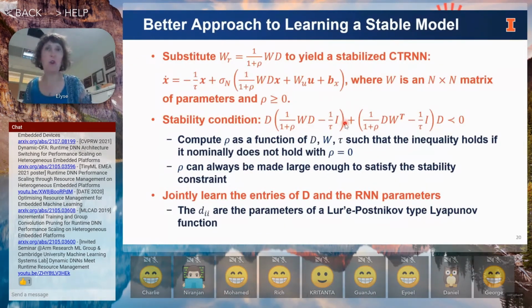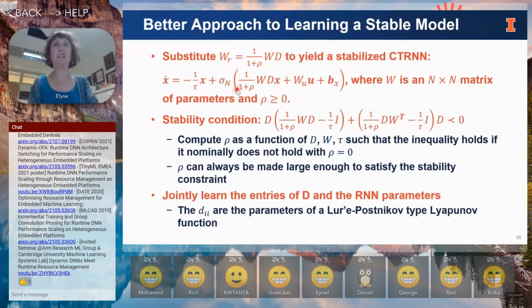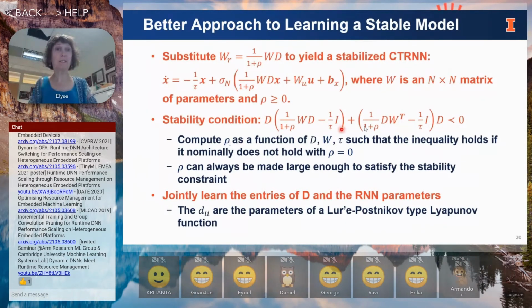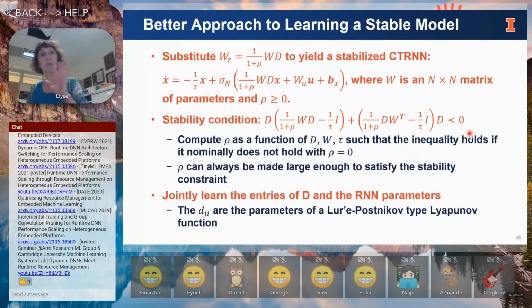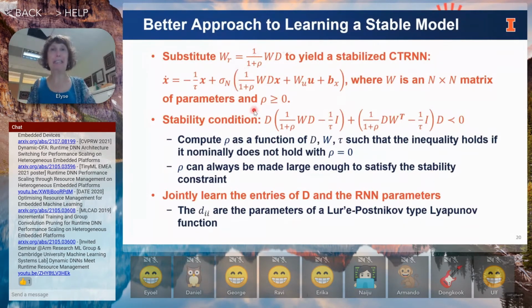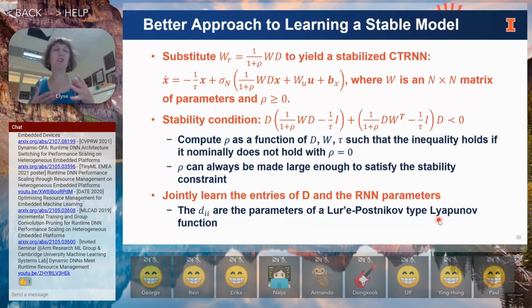So first thing I want you to notice is that this stability matrix, D, appears explicitly in our model equation now, or in our state equation, and this is the equation that we optimize during training. We do this with this matrix inequality imposed as a constraint. Some of the details of the algorithm can be found in the paper, but suffice to say, we jointly learn the entries of D and the RNN model parameters. And the entries of D are the parameters of the Lyapunov stability function for our system.